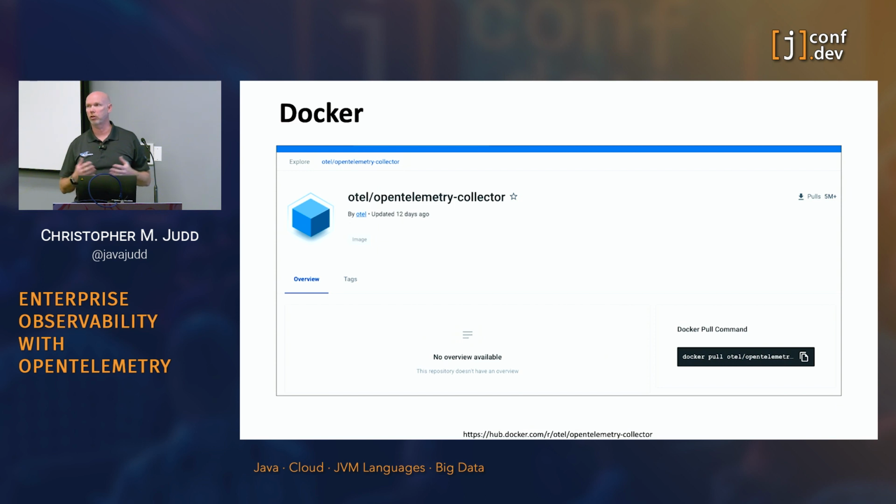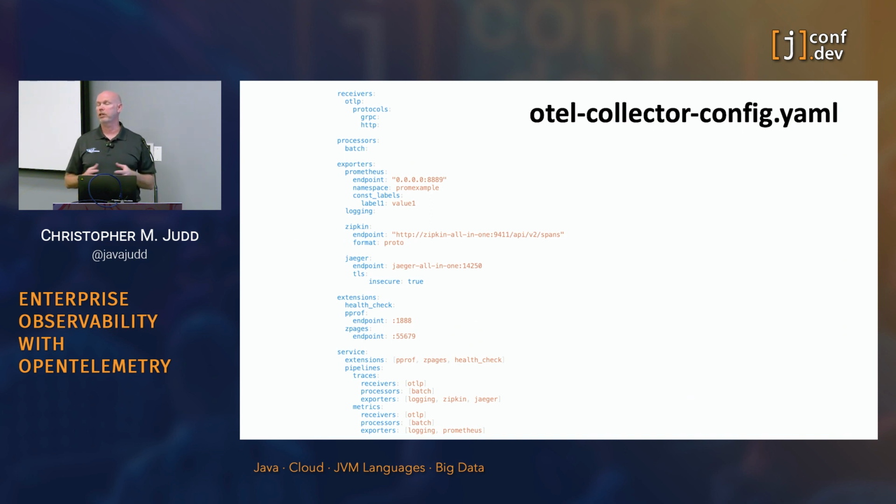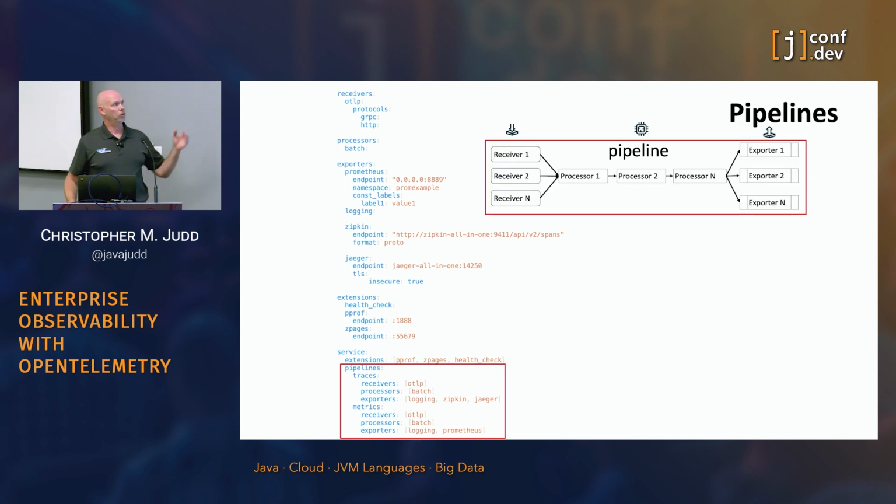And the way I usually run the collector is as a Docker container. It's really easy to do. To configure the collectors, you are going to use the OTel collector config YAML file, and we're going to look at each of the elements in here. This makes up a pipeline of data from our receivers to our processors to our exporters, so we'll look at each of these individually. But from a pipeline perspective, we can see our pipelines down here, and we have two.